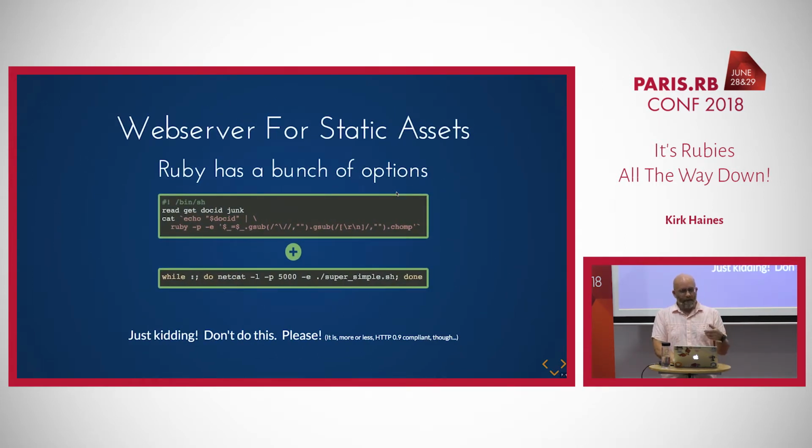Now, another example for that is just a simple web server for serving static assets. I threw this up here just because I find it hilarious. It's an HTTP 0.9 compliant web server, more or less, written with a little bit of shell and a little bit of Ruby, and it's really horrible, and don't ever do this, but it basically works.